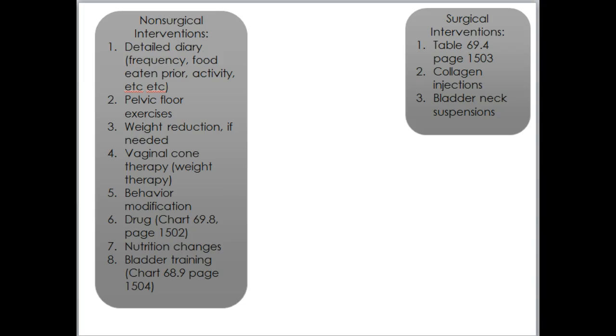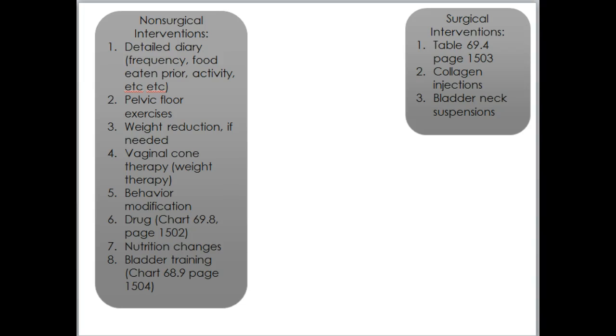So some of our non-surgical interventions is we want to do what's called the pelvic floor exercises. And this is mainly for women. And chart 69.7 teaches a woman how to do this. Basically, they will want to start their stream, and while they are using it, stop it. So they want to start and stop, start and stop, start and stop. And then they can also do this during the day as needed.